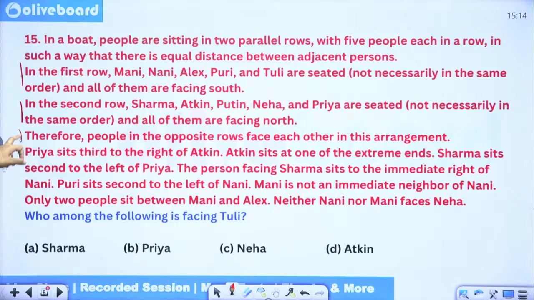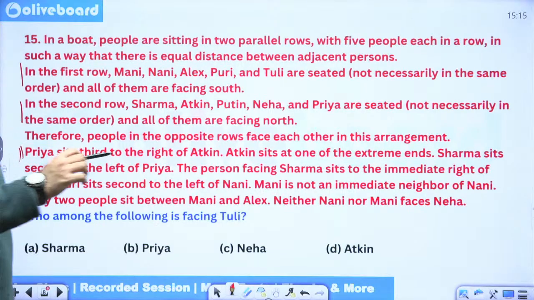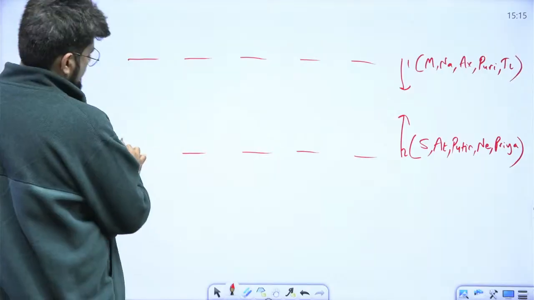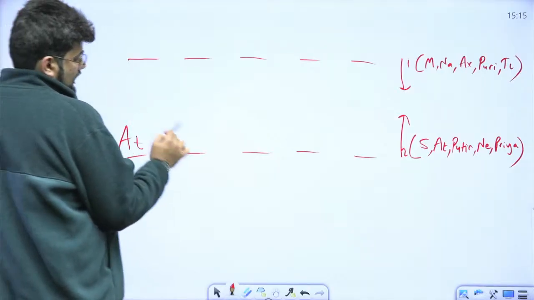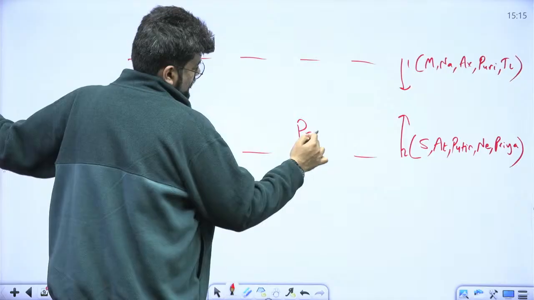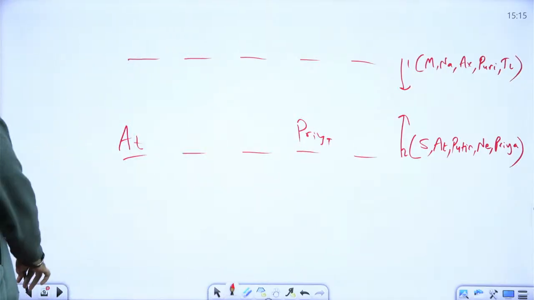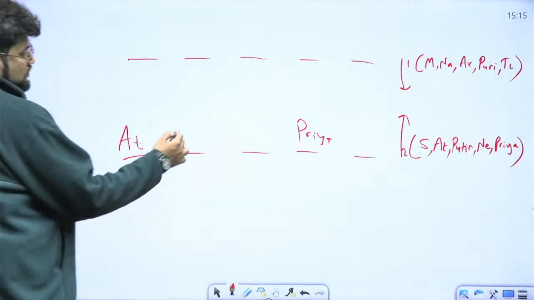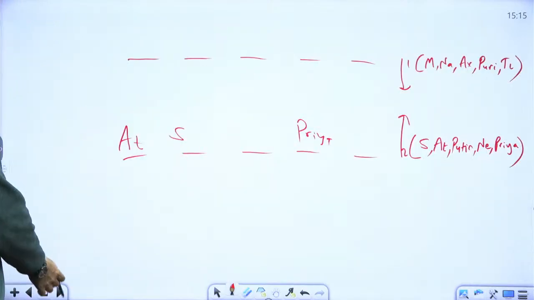Now, from here. Priya sits third to the right of Atkin, and Atkin sits at one of the extreme ends. So Atkin sits at one extreme end and Priya sits third to his right. So Priya sits here. Sharma is second to the left of Priya.